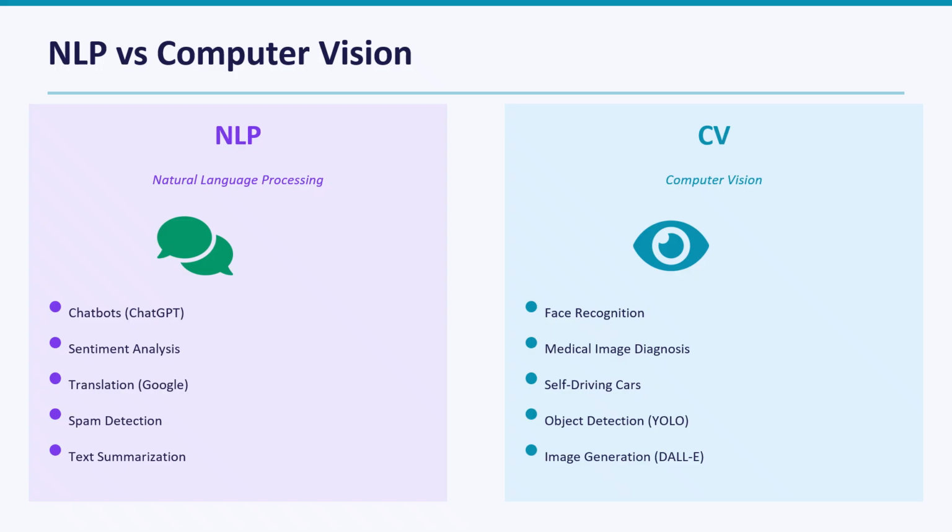Computer vision, on the other hand, is about teaching machines to see and understand images. Face recognition on your iPhone uses CV. Radiologists now use CV models to detect tumors in X-rays, sometimes more accurately than human doctors. Self-driving cars use CV to detect pedestrians, road signs, and other vehicles in real time. Object detection models like YOLO can identify and locate dozens of objects in a single image in milliseconds. These two fields combined are reshaping every industry on the planet.